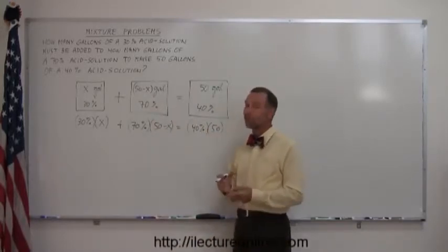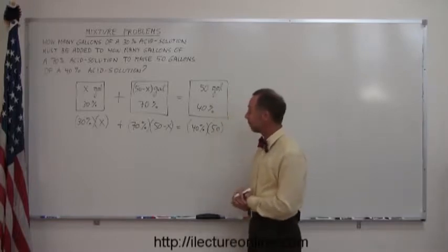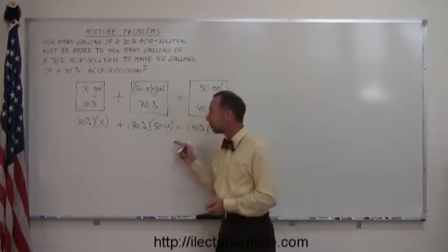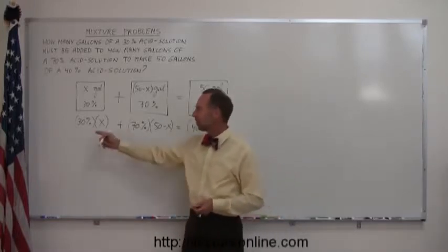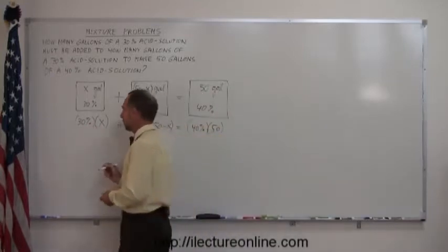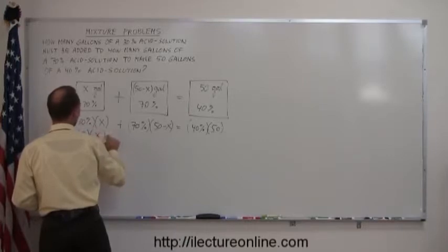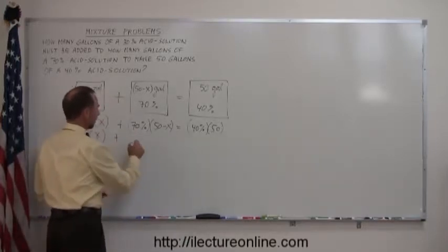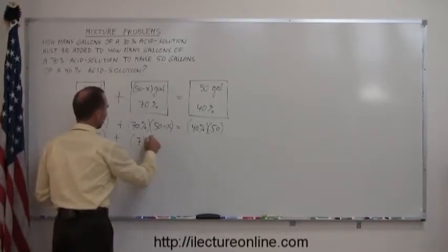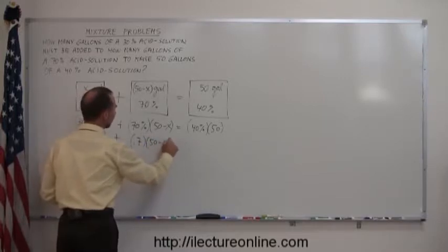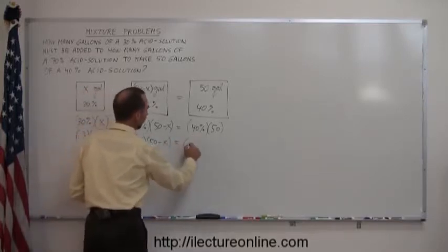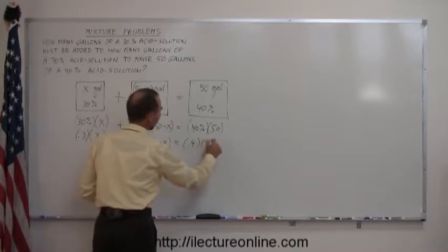All right, so now we just use our techniques that we've learned before of how to solve linear equations. First of all, we change the percentage into a decimal. So 30% is the same as 0.3 times x plus 70% is the same as 0.7 times 50 minus x, and 40% is the same as 0.4 times 50.